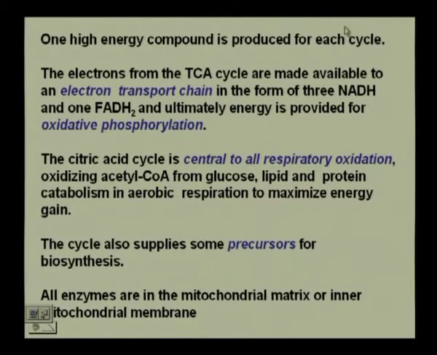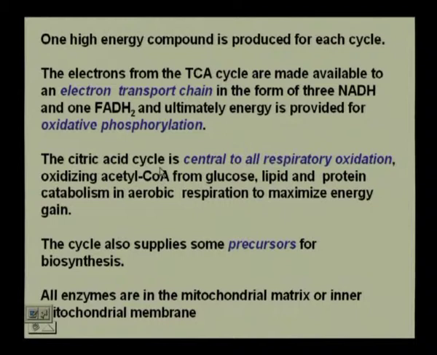The electrons from the tricarboxylic acid cycle are made available to an electron transport chain in the form of 3 NADH and 1 FADH2. So, these are also formed in the reactions in the Krebs cycle, and this NADH and FADH2, you remember, is utilized in oxidative phosphorylation for the production of ATP, where we require these cofactors in complexes 1, 2, 3 and 4 also.